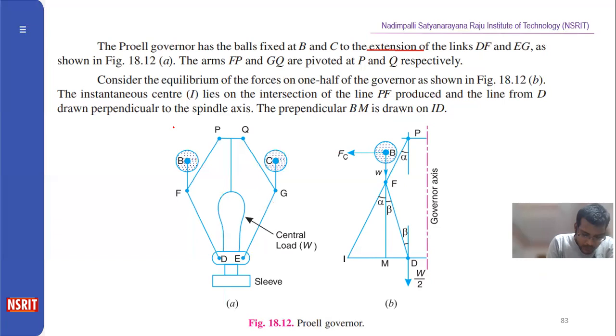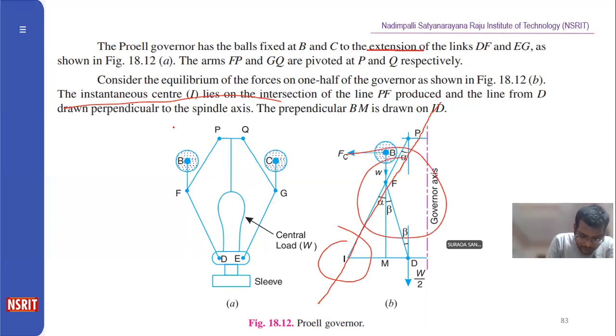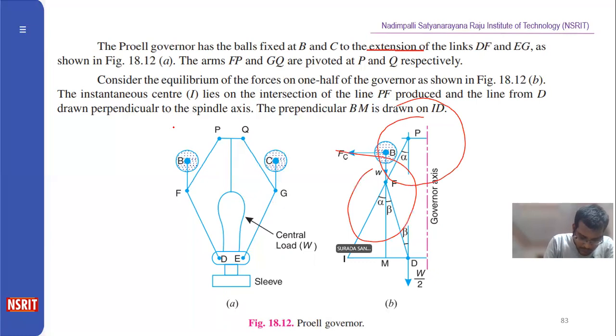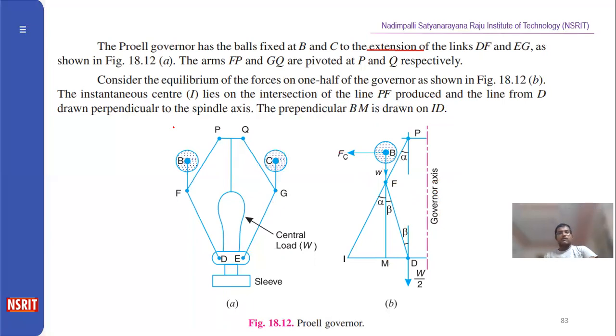Here follow the instantaneous center method, that is I. Here we are extending the line from P to I through point F. Next, also from D to I. The angles alpha here and here are both the same. Similarly, beta here and here are both the same. We are taking like that for solving the derivation. Okay, let's come to that figure.